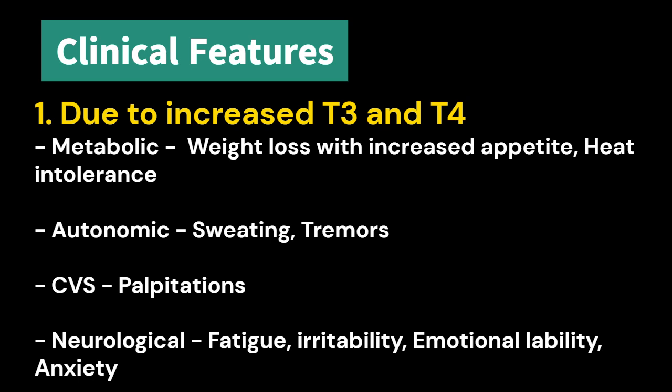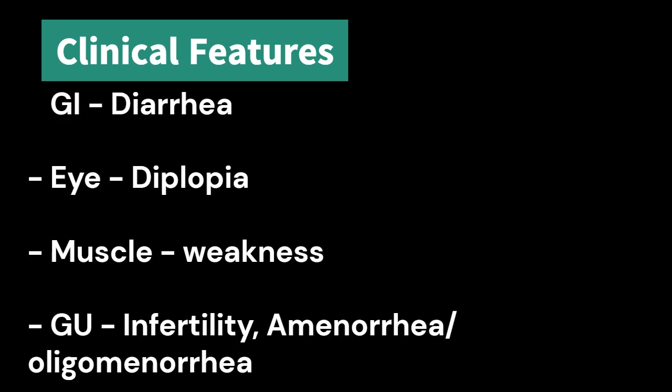Now, the first set of clinical features are due to increased T3 and T4, that is due to hyperthyroidism. So, we will have metabolic clinical features like weight loss despite an increased appetite. The patient will have heat intolerance. Then, autonomic clinical features like sweating and tremors. In the CVS, the patient will have palpitations. Neurologically, the patient will experience increased fatigue, irritability, and the patient will be emotionally labile, and the patient will also experience a lot of anxiety. Then we have gastrointestinal symptoms like diarrhea.